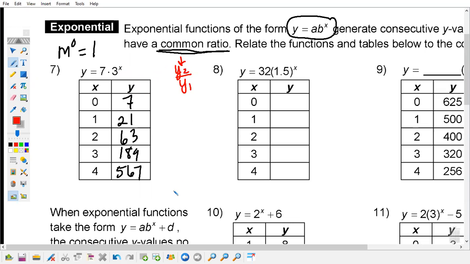All right, now to find our common ratio, your common ratio is going to be y2 divided by y1. A ratio means you're working with some type of fraction, right? So in order to find our common ratio, it's our y2 divided by our y1. And y2 just means what happened next, right? So right here, common ratio, 21 divided by 7. 3, right? 63 divided by 21. 3. 189 divided by 63. 3. 567 divided by 189. 3. Oh my gosh, there's a common ratio.